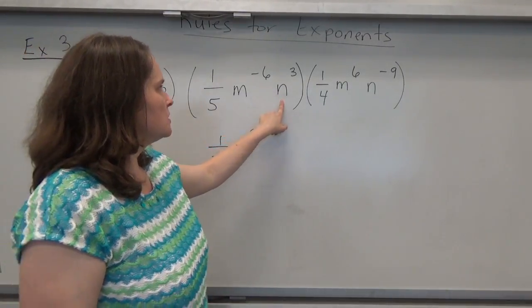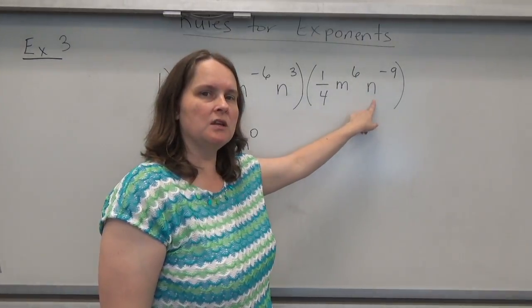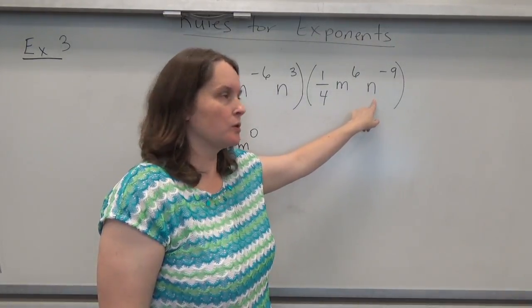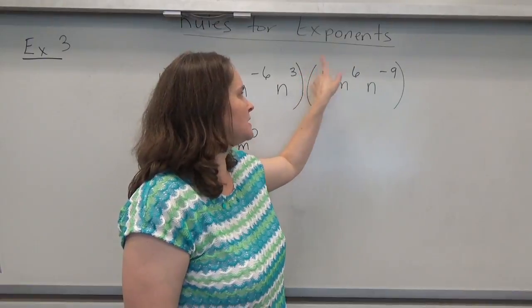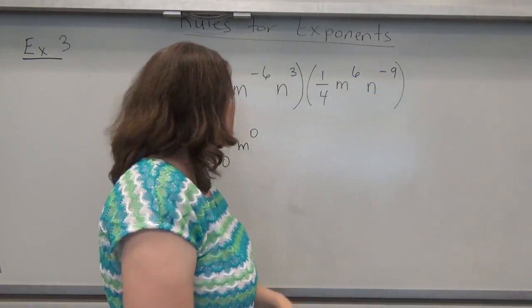N to the 3rd times n to the -9th. You need to keep your common base and add your exponents. So 3 plus -9 is -6.